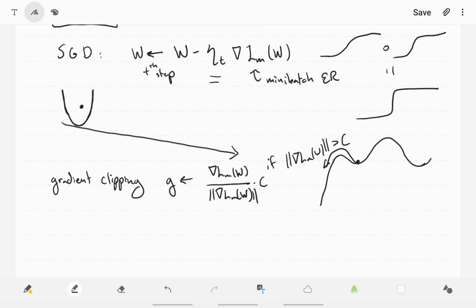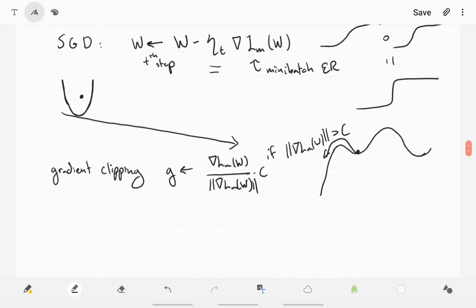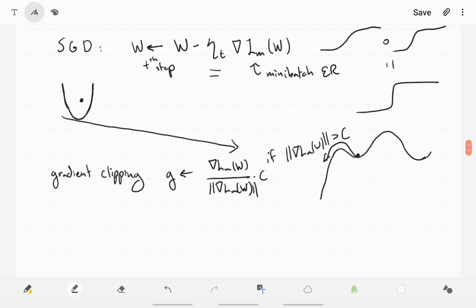If the norm exceeds C, and then it's just not altered at all otherwise. So this is something that you could do. It just effectively sets the gradient norm to be no larger than C. So you just set it to be C if it does exceed C. So this is one option for dealing with these gradient cliffs.